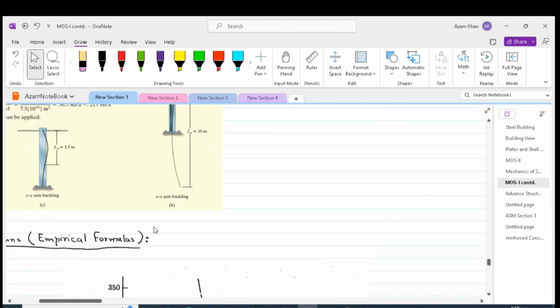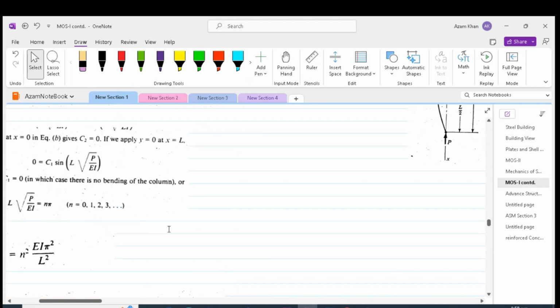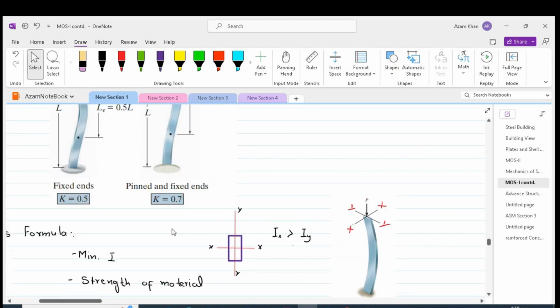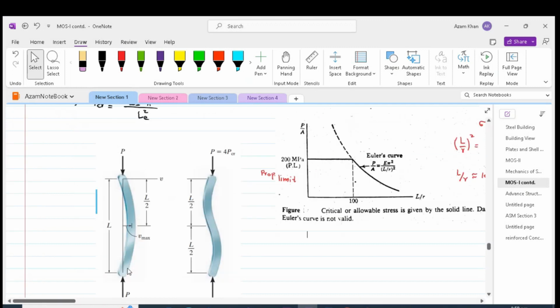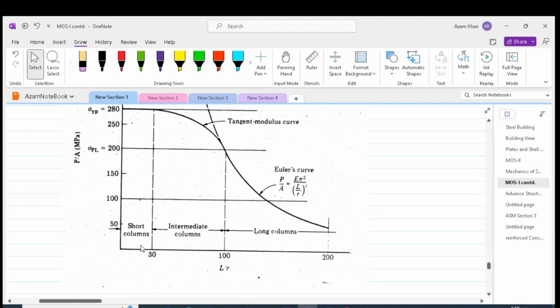This example is for a steel section having a proportional limit equal to 200 megapascal, modulus of elasticity equal to 200 into 10 raised to power 9 pascals, and pinned support conditions. So in the case of short columns, there is no buckling, and we can use simply stress equal to P by A. Simple axial stress will actually give us the failure stresses in the column.